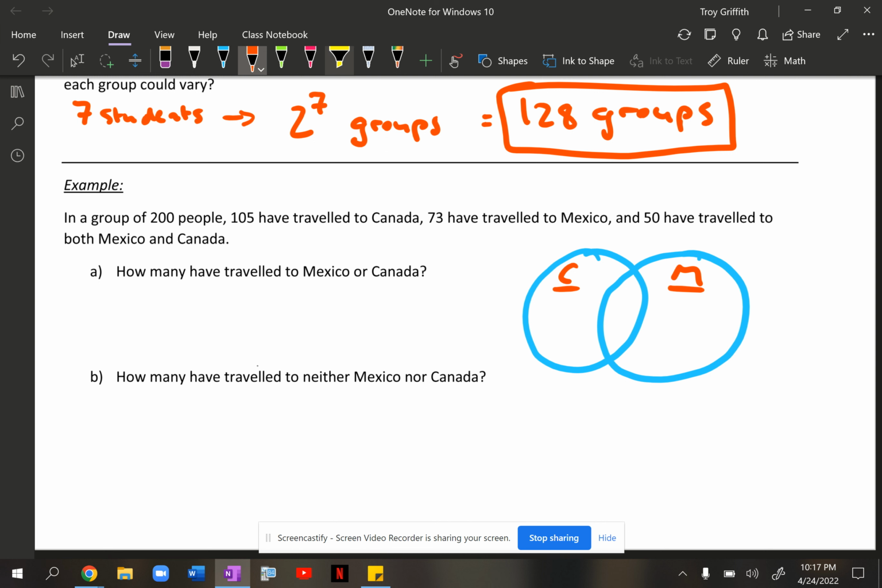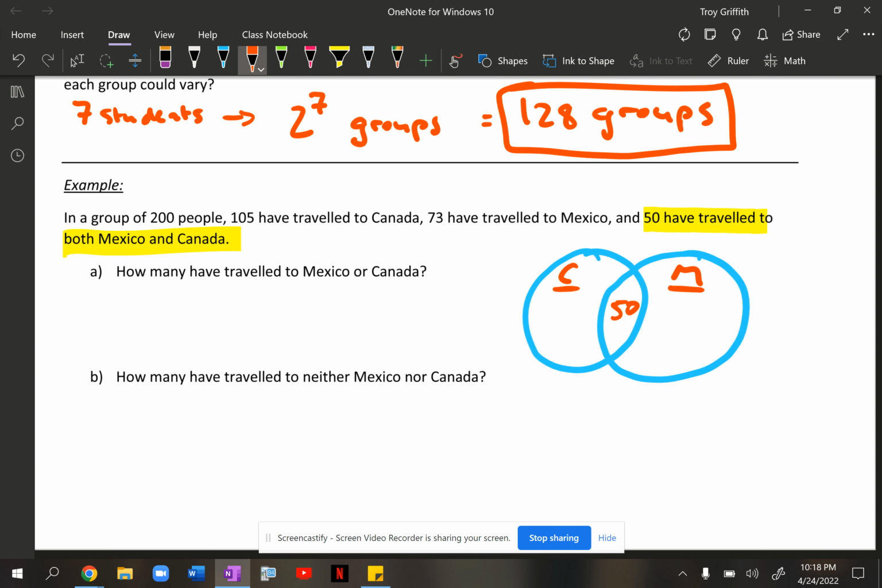So if we're looking at where in this sentence we would get this information from, we would have to look at the end where it says 50 people have traveled to both Mexico and Canada. So what that means is I'm going to put a 50 in the overlapping region here. These are the people that have gone to both countries.